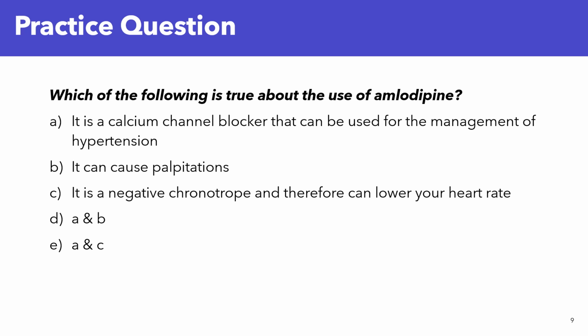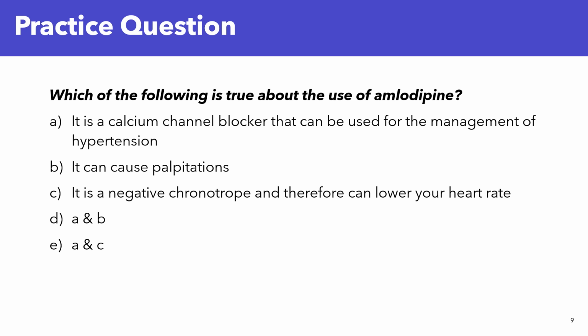Which of the following is true about the use of amlodipine? A. It is a calcium channel blocker that can be used for the management of hypertension. B. It can cause palpitations. C. It is a negative chronotrope and therefore can lower your heart rate. D. A and B. E. A and C. Write your answer in the comments below. Which one do you think it is?